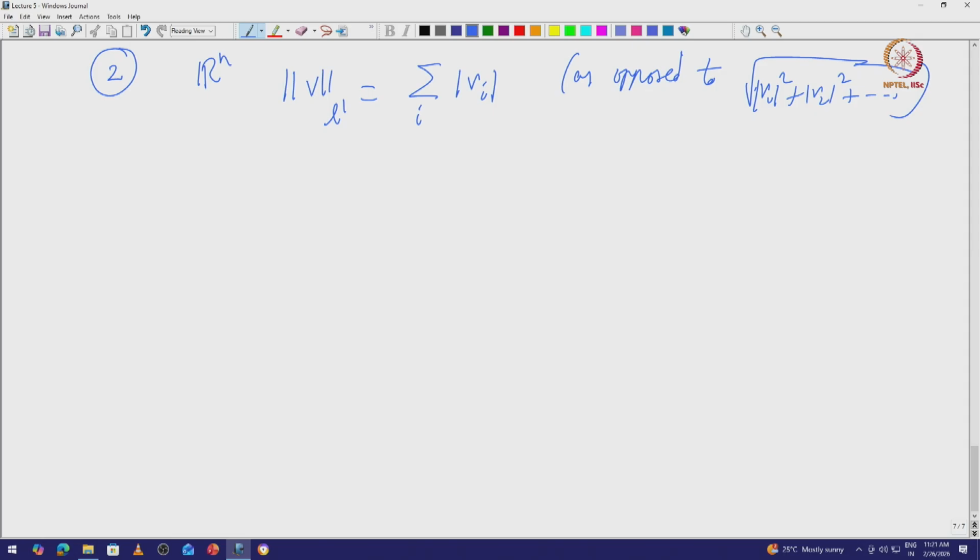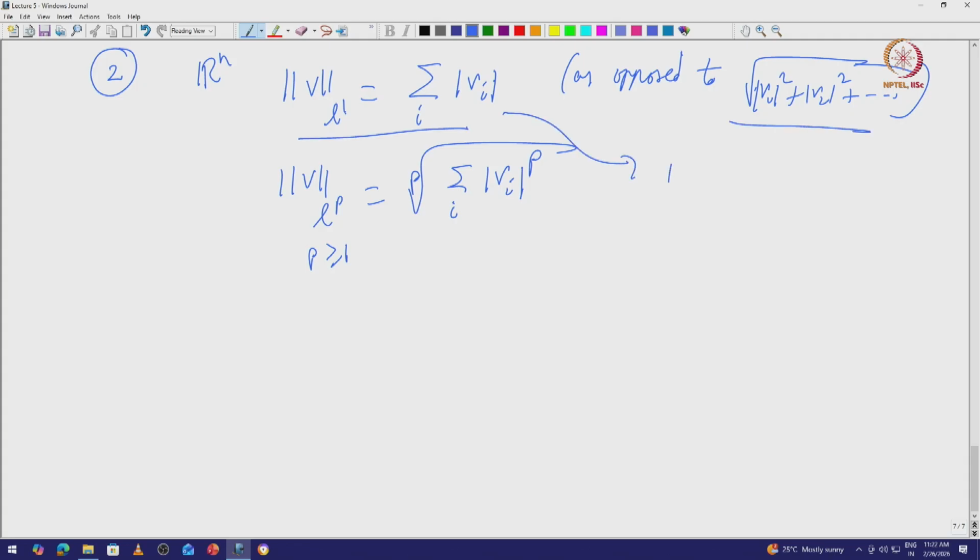Okay, why is it called 1? Because there's a 1 here. More generally, the Lp norm, where p is larger than or equal to 1, is the pth root of the sum of mod v raised to p. So when p is 2, you get this. When p is 1, you get this.